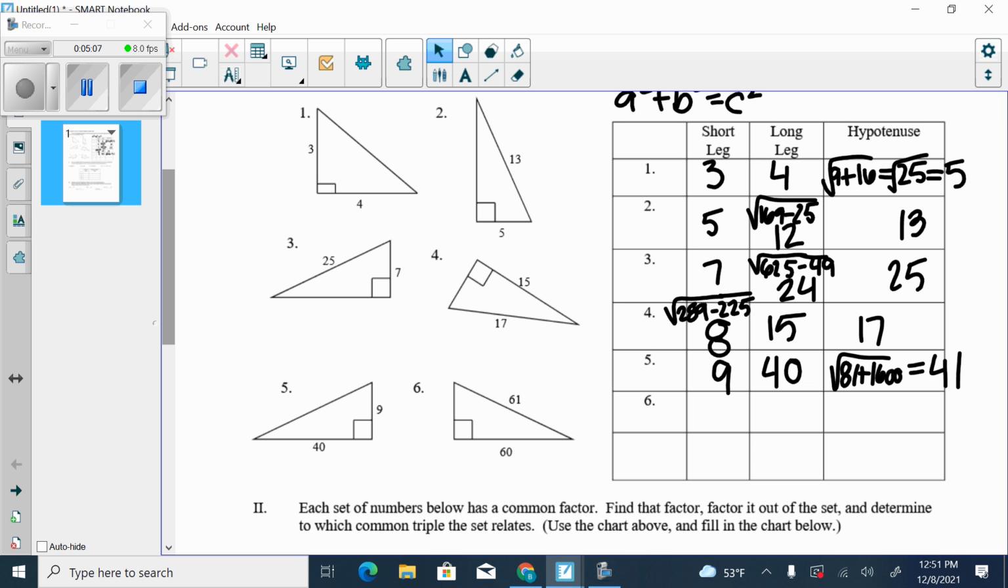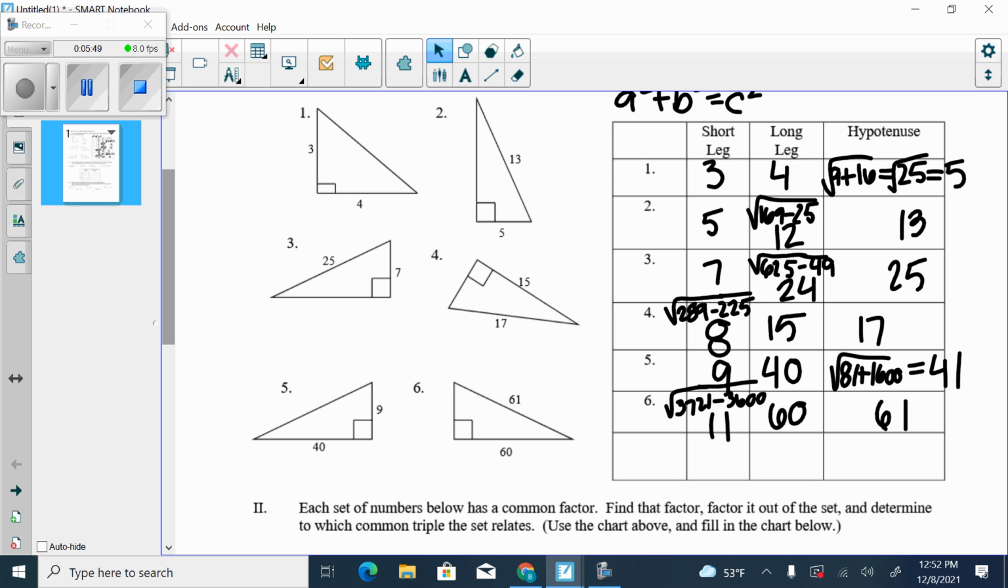Okay, last one, number 6. What sides did they give us? Okay, so we got 60 and 61. So how can I find the short leg? Okay, what is 61 squared? Okay, minus what, 60 squared? 36. Okay, and that's all underneath our radical. So once we subtract and take the square root, we get 11, right. The square root of 121 is 11.